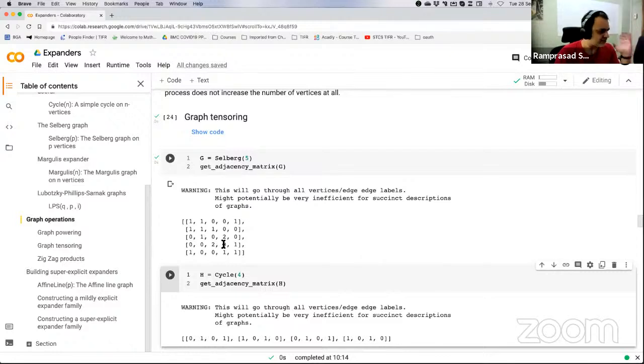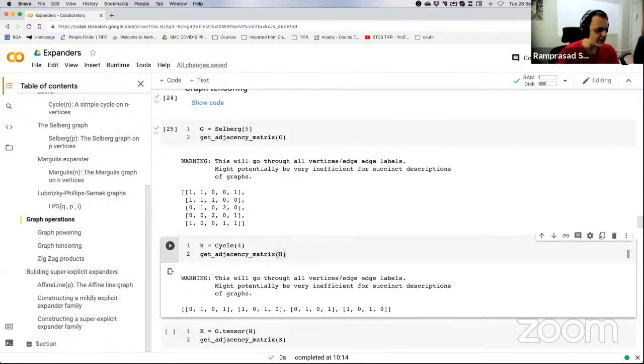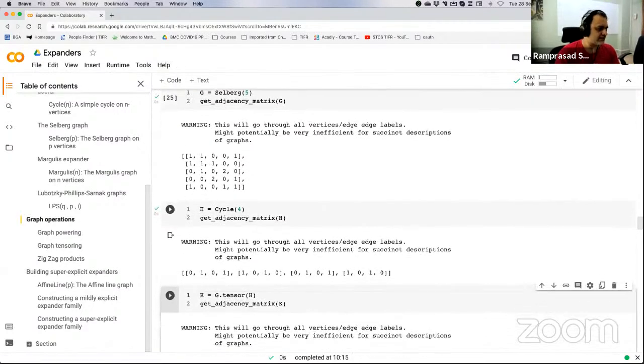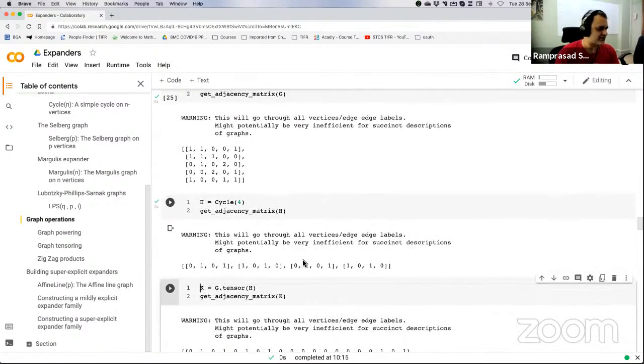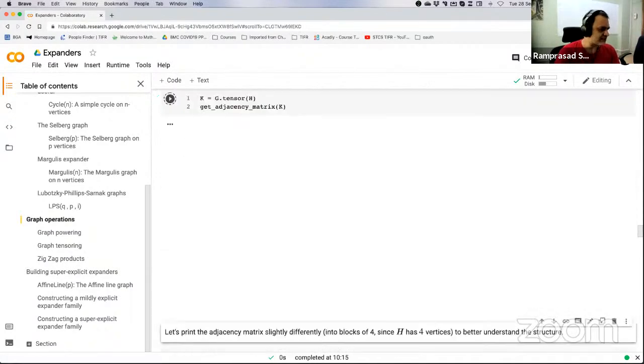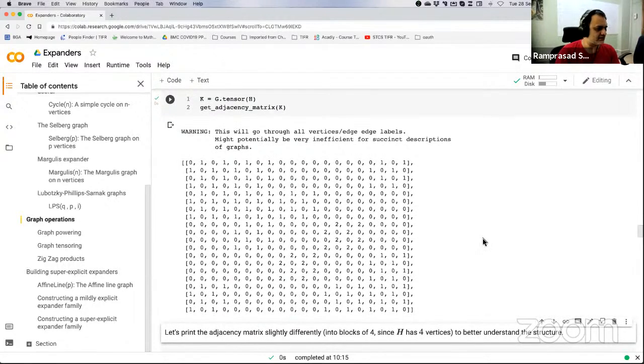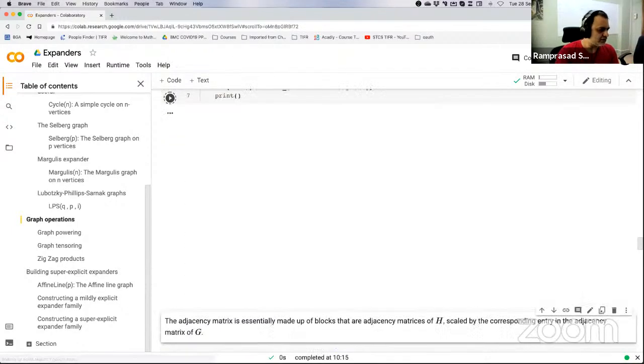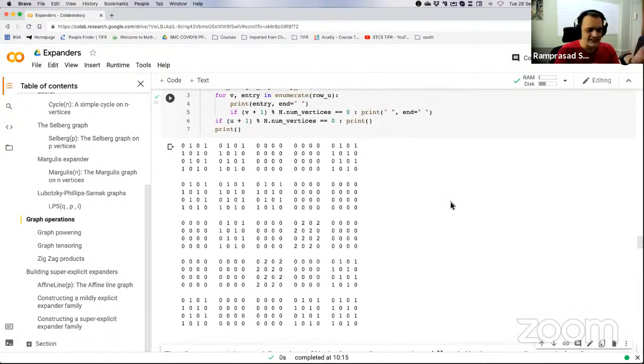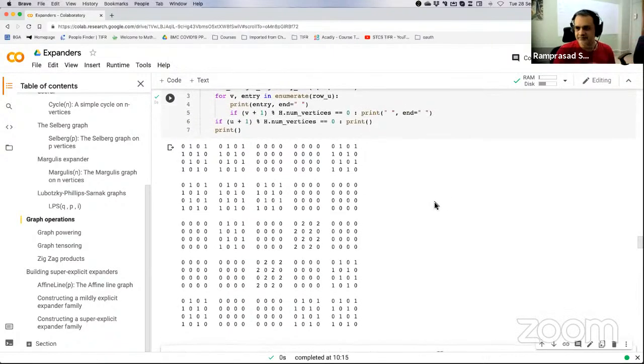It's some weird adjacency matrix. Now let's look at the 4 cycle, and the 4 cycle's adjacency matrix; we know what the 4 cycle looks like. Now let's take the tensor and look at the adjacency matrix. At the moment it looks like some weird blob, a large adjacency matrix. But it will be convenient to just print it in blocks in a slightly different structure. The moment you do this, you seem to get a slightly different picture.